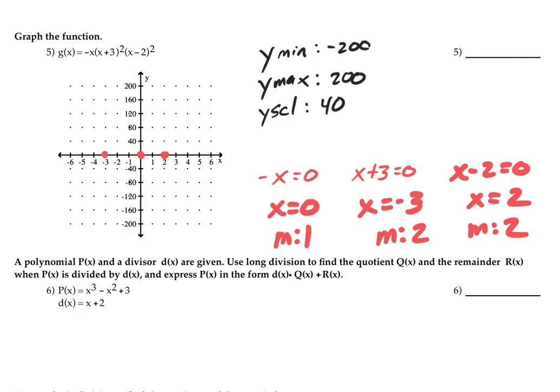The graph doesn't have to be a perfect match, right? And I'm not really looking at minimum and maximum values there. Where it crosses the x-axis and the basic shape of the graph is really the biggest thing that we're looking for.